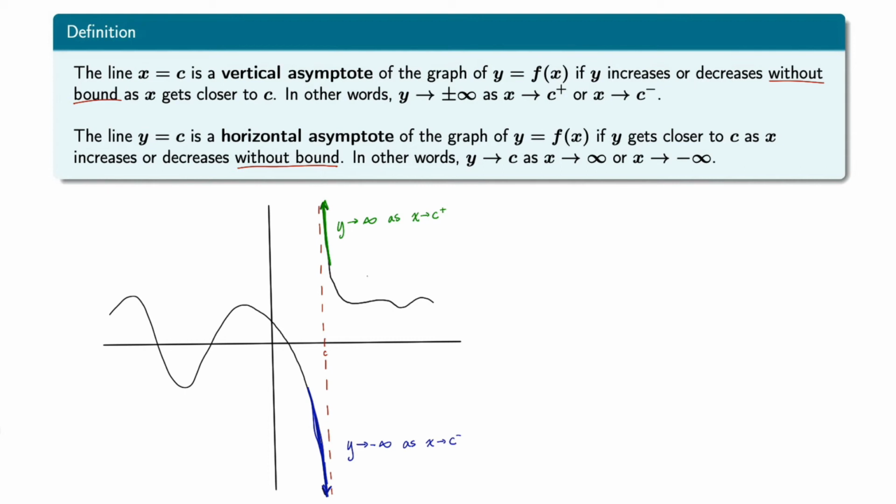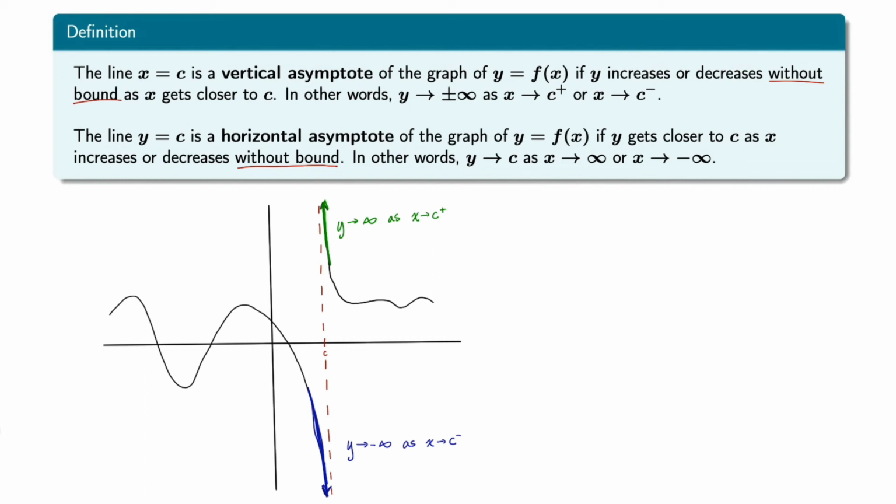Now, both sides could both go up. One could go up and one could go down. Both could go down. Doesn't really matter. As long as we have something shooting off towards infinity or negative infinity, then that's what we call a vertical asymptote. It doesn't actually have to be both of them. It turns out that for rational functions, it will be both. However, in order to have a vertical asymptote, it could just be one of these, either the right side or the left side.